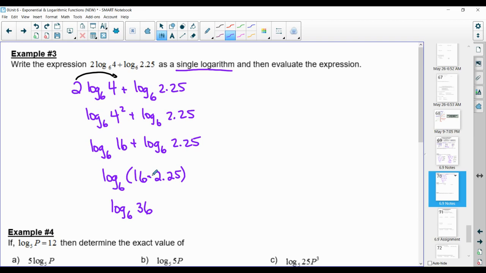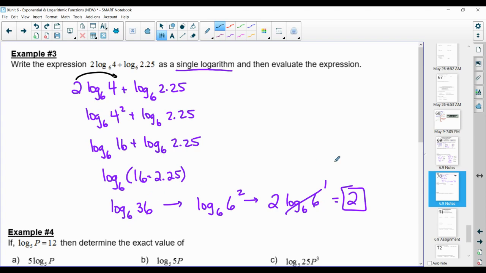Now at this point, you can just put it into your calculator, or if you want to simplify, we can write it as log base 6 of 6 squared. Notice that if I have log base 6 of 6 squared, I can rewrite that as 2 log base 6 of 6, and this simplifies to become 1, so I'm left with 2. Now, that's how I could do it without having to actually use my calculator, but you could certainly type in log 36 over log 6 in your calculator and also get 2.